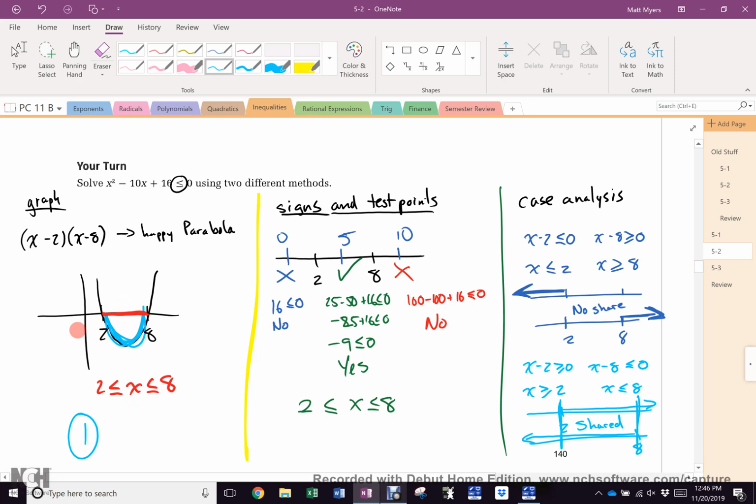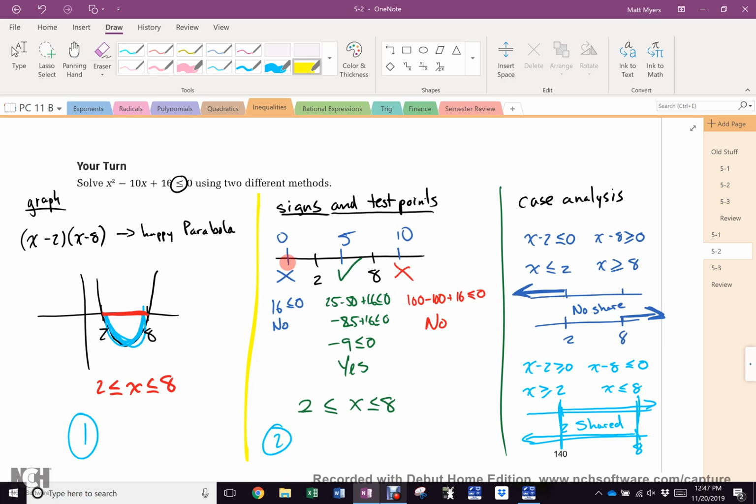Everyone is good? Okay. Does everybody get number 2? It's exactly what we did yesterday. We choose test points and sub them in. And if it works, then everything in that group works. Everybody cool with the second one? Find the roots and sub them in, yeah?